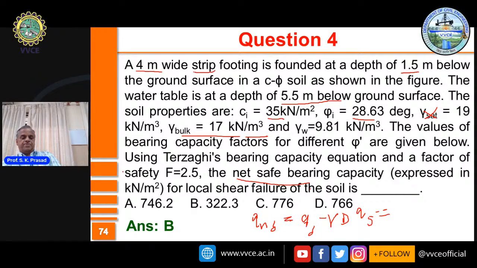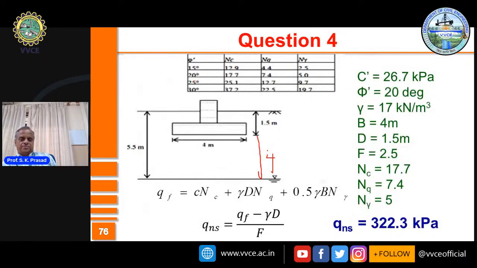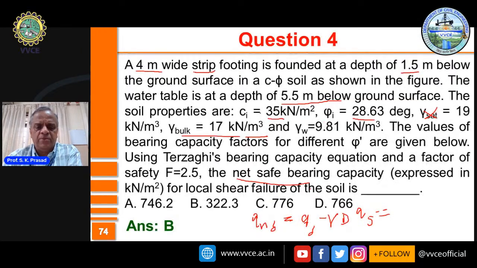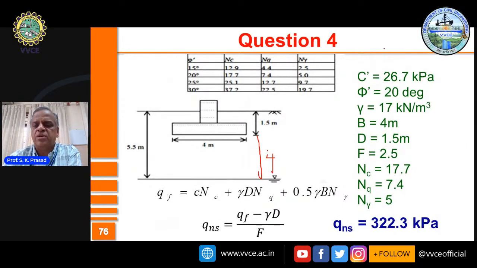So, expressed for local shear failure of soil. Here itself, indirectly it is mentioned, you have to consider it as local shear failure. So please see here, width is 4 meters, depth is 1.5 meters. C dash is 2/3 of C. C was 35, so C dash is 35 into 2 by 3, which amounts to 26.67.